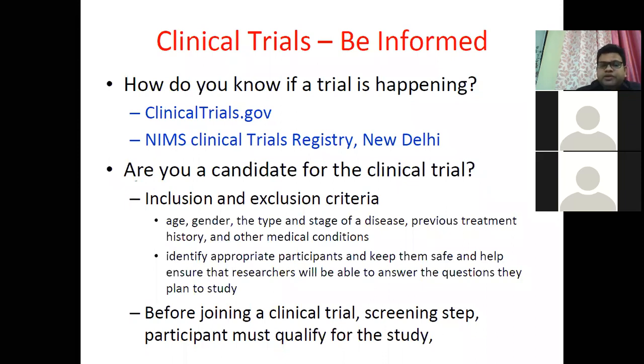So on the basis of age, gender, and type and stage of disease, we will select the participants for our clinical trial study. Then identify the appropriate participants and keep them safe, and help ensure the researchers will be able to answer the questions they plan to study. Then before joining a clinical trial, in the screening step, the participant must qualify for the study.